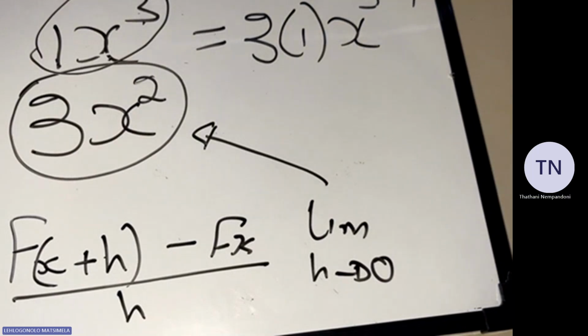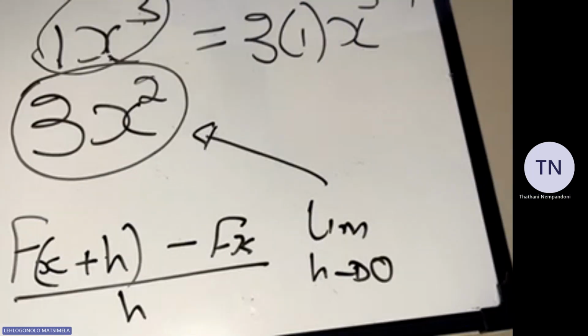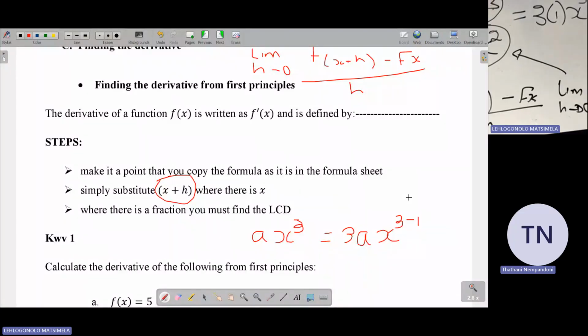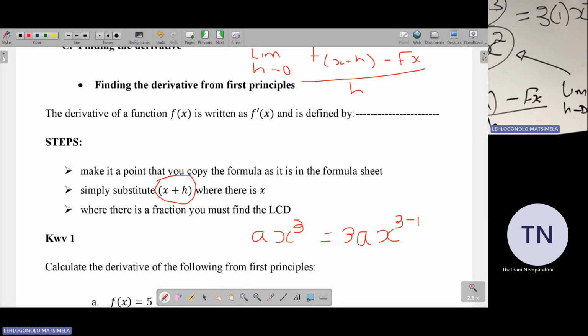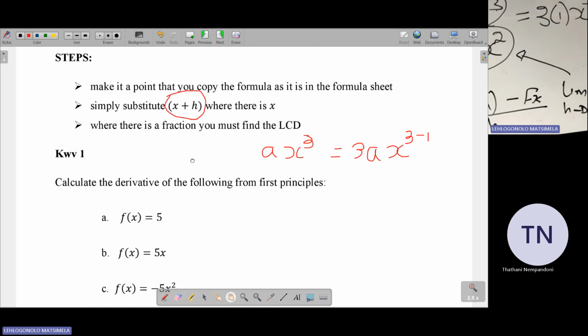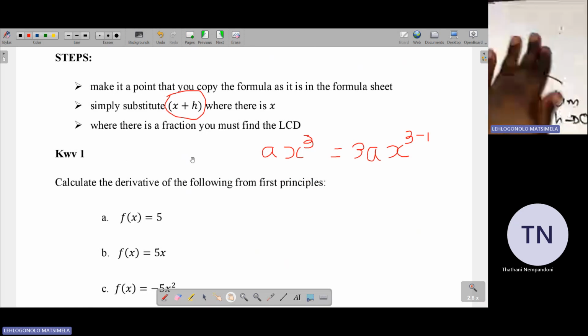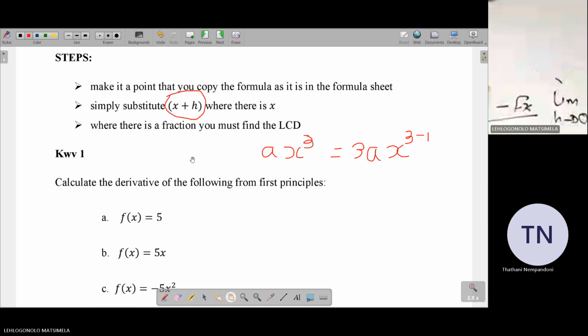Let's come back here on this part of the equation. Now, when we come back to this part of the equation, let me look at the example that we can now work on. The first one, number 1, says that f(x) is equal to 5.